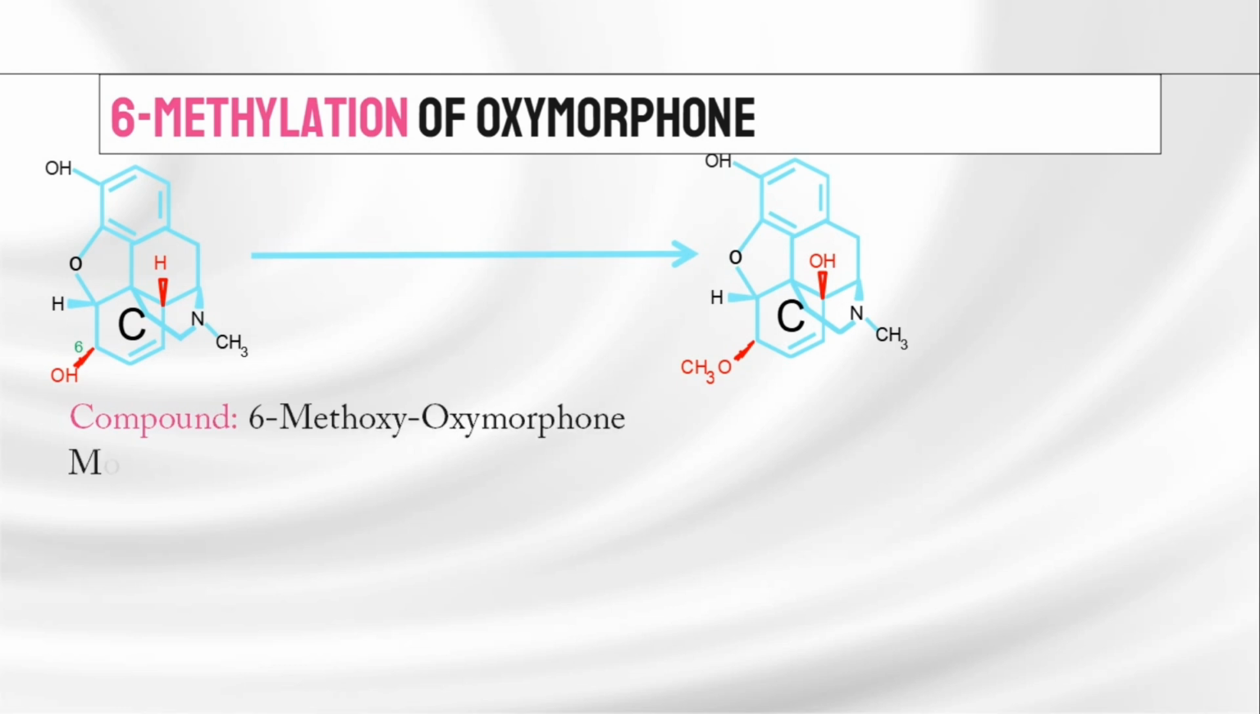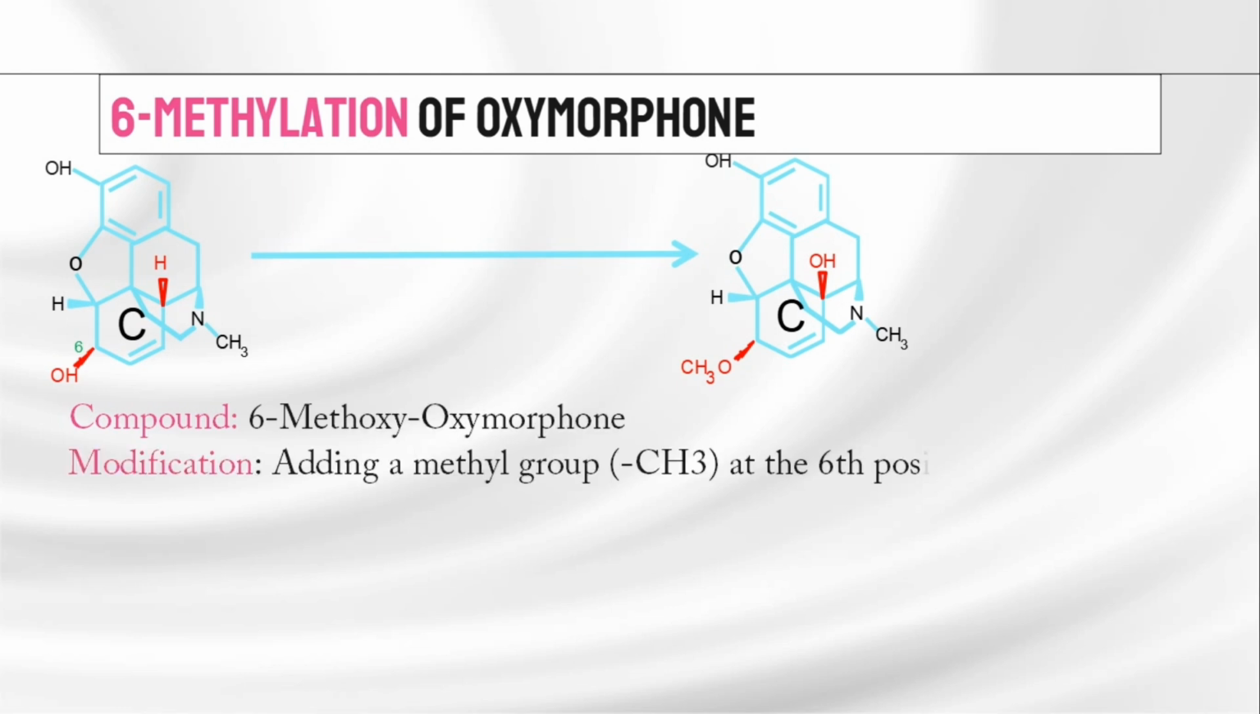Imagine oxymorphone, a potent opioid analgesic that's been a cornerstone in pain management. Now, picture adding a small yet significant methyl group, denoted as CH3, to the 6th position of this molecule. This little addition morphs oxymorphone into 6-methoxyoxymorphone. But how can such a small change make a big difference?